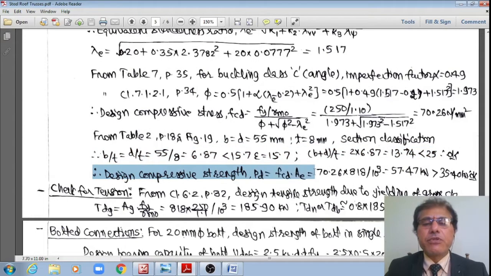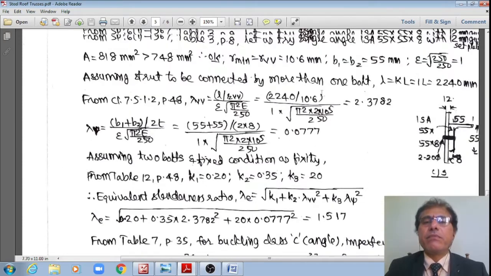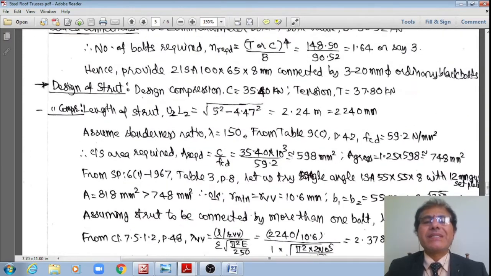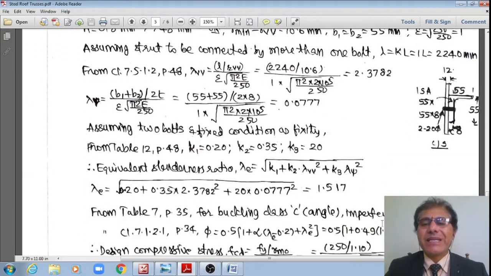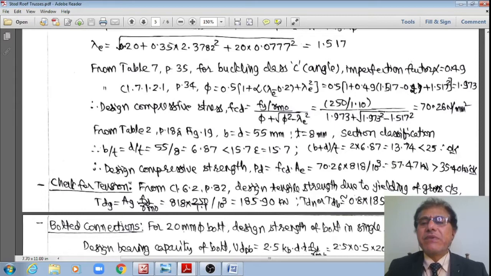Therefore the design compressive strength PD as per this formula is equal to FCD multiplied by AE. FCD, the design compressive stress we just got, is 70.26, multiplied by 818 divided by 10 to the power 3. It works out to 57.47 kilonewton, which is greater than 35.4. We started the design to resist 35.4 kilonewton design compression, however it is resisting 57.47 kilonewton. Therefore this single angle, 55 by 55 by 8, is okay.